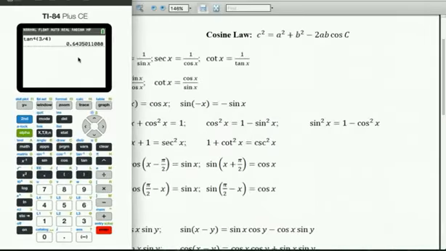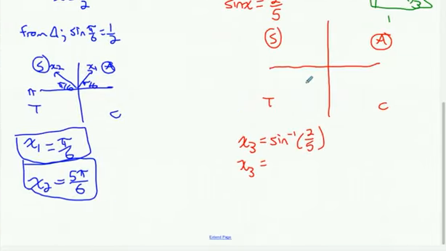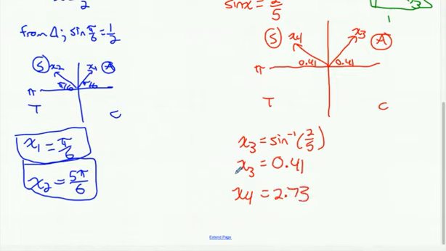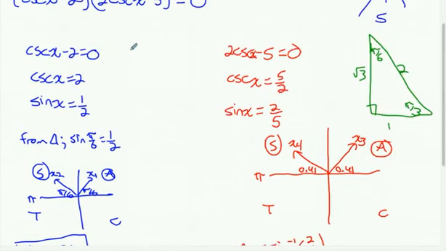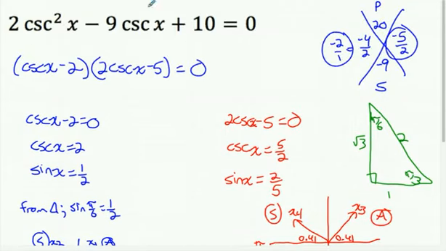Inverse sine of 2 over 5, so sine inverse of our ratio, that gives us about 0.41. So there's our third answer for x, reference angle 0.41. Place that same reference angle, and we'll get our fourth answer for x. It fell 0.41 radians short of pi radians. So for x4, we would just do pi minus 0.41, and that's about 2.73 radians. So 4 answers for x. All 4 of these answers, 1, 2, 3, 4, are going to make our original quadratic equal to 0.